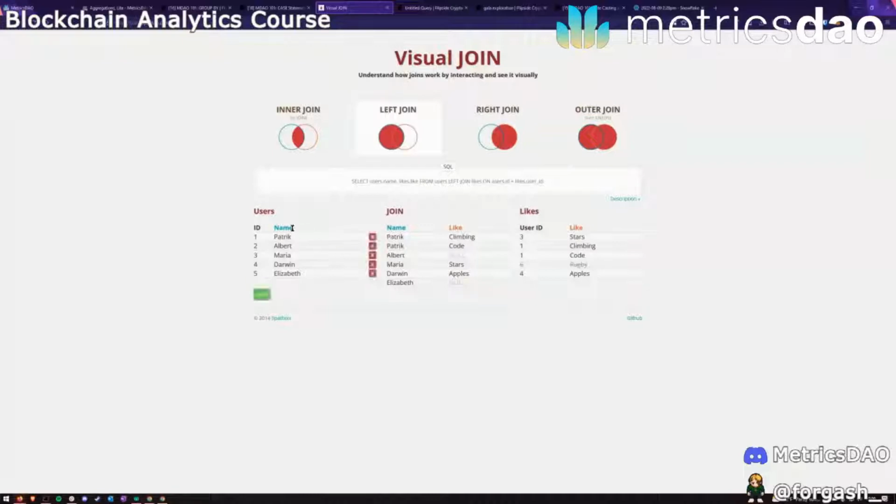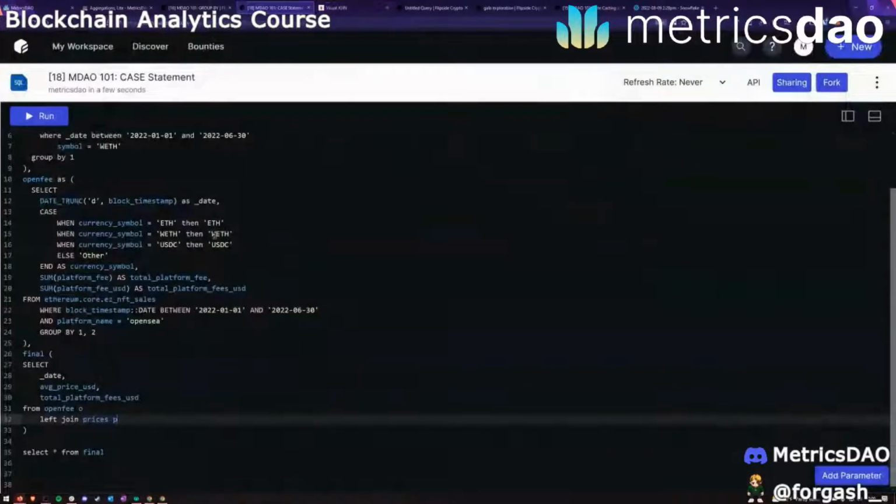In this example, we have an ID, name, and a user ID and what they like. So in a left join, we are using their ID and their user ID. So ID 1 exists here and in this table here. So in a left join, we'll have Patrick climbing, Patrick code, because we're joining on that one there. Albert ID 2 does not exist in this table, so that result is going to be null for that. So effectively, I just wanted to demonstrate that we need to tell what's common here.